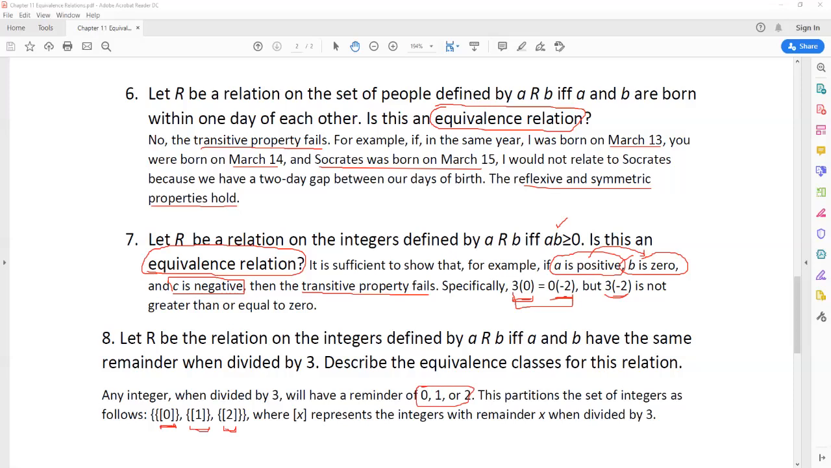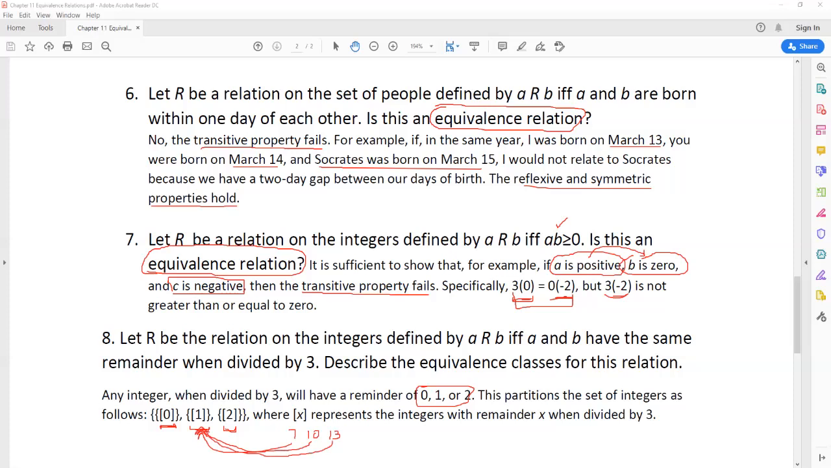For example, let's pick 7. Well, if you divide 7 by 3, you get a remainder of 1. So 7 would go into this 1 class. Same thing with 10. If you divide 10 by 3, you get a remainder of 1. It would also be in the 1 class. And I could just keep adding and subtracting 3 to these numbers, and I would continue to get numbers that fit into the 1 class.